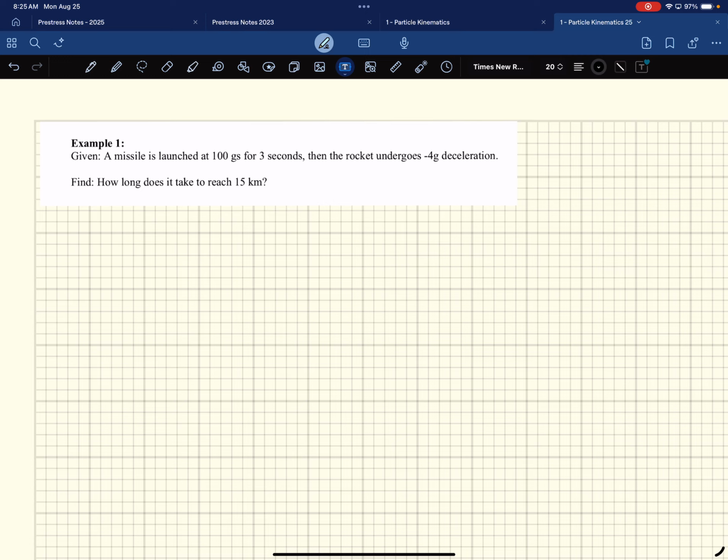First one, what type of problem is this? Acceleration what? Yeah, kind of. It is acceleration as a function of time, but even simpler than that, it's constant. It's a constant 100 Gs, and then it's a constant -4 Gs. But it is acceleration as a function of time. So we're going to solve the first one for the first 3 seconds, then we go to the other one. So it's constant acceleration.